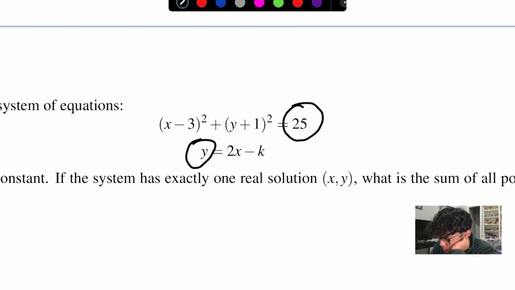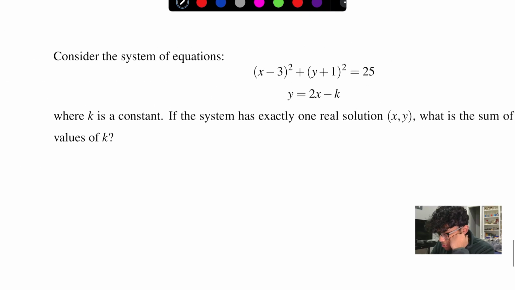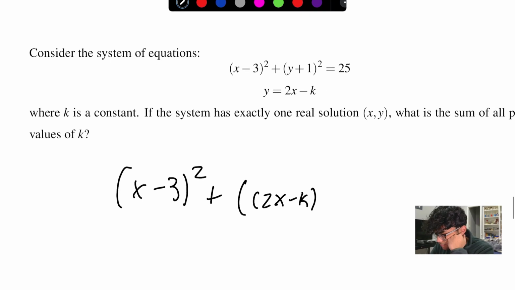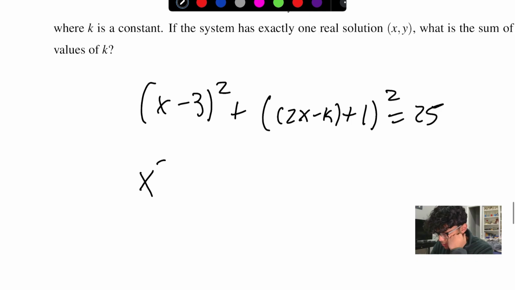So again, similar to the last question, we have a system here, but it's not a y equals and y equals type of situation. So I can't just set them equal to each other, but what I can do is substitute 2x minus k for y, and then simplify that for k. So (x minus 3) squared plus, then we substitute right here, (2x minus k plus 1) squared is equal to 25. We need to simplify this. That might take a while.